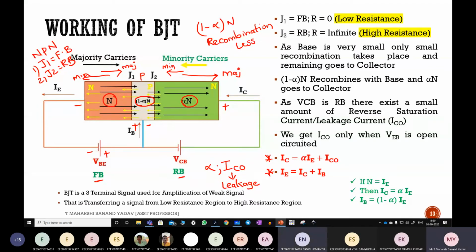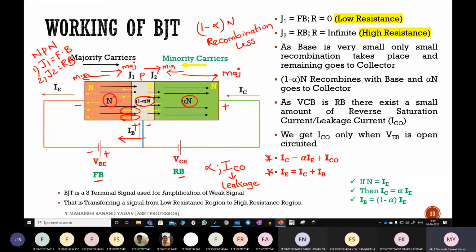What about majority and minority? How are they moving? Majority carriers move from base to collector, and minority carriers move from collector to base, and base to emitter. That's it. This is the direction.